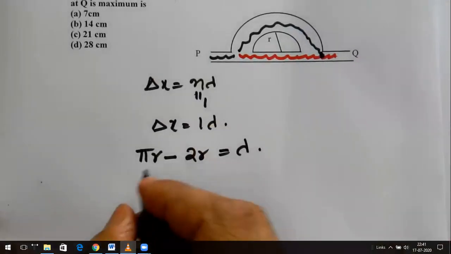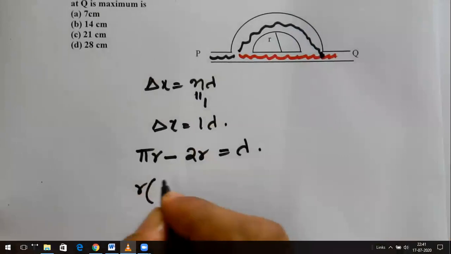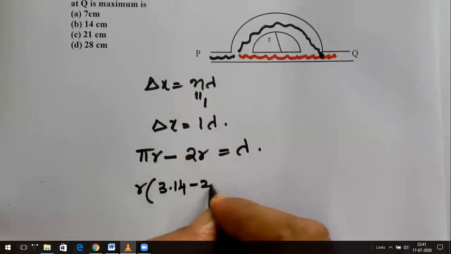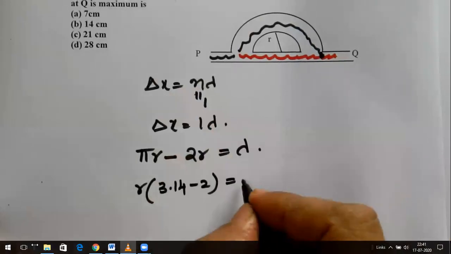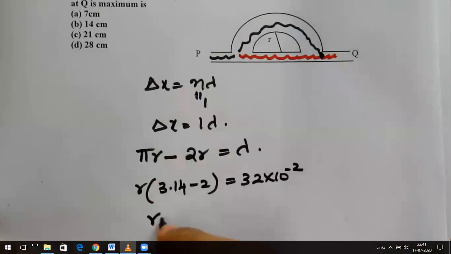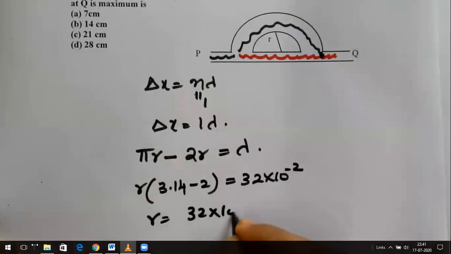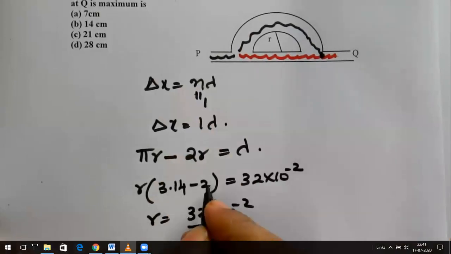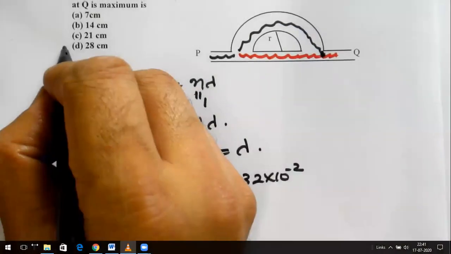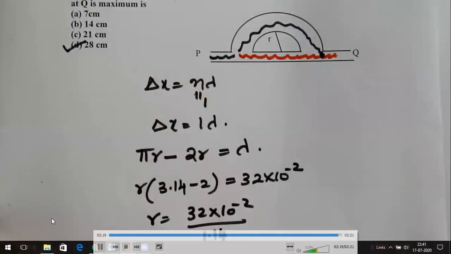Now I will take r outside the bracket. They are asking you what is the value of r. r times (3.14 minus 2) is equal to lambda, and lambda is 32 centimeter. It is a sound wave. So r is 32 centimeter divided by 1.14. If 32 is divided by 1, then the answer would have been 32, but it is slightly greater than 1, so it should be just less than 32. So it is 28 as the answer.